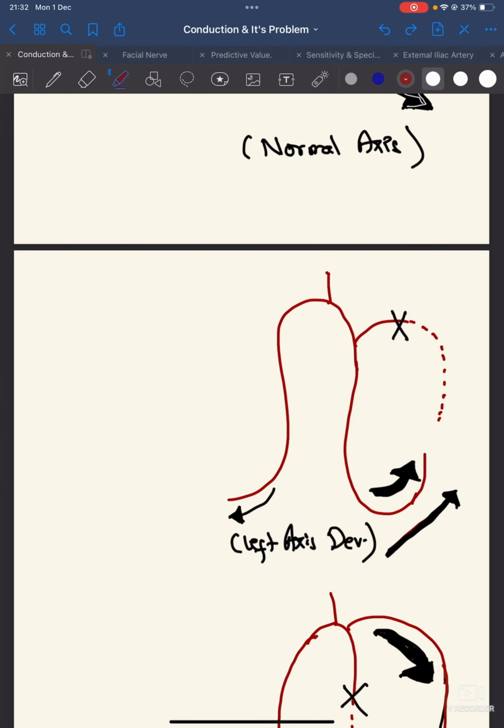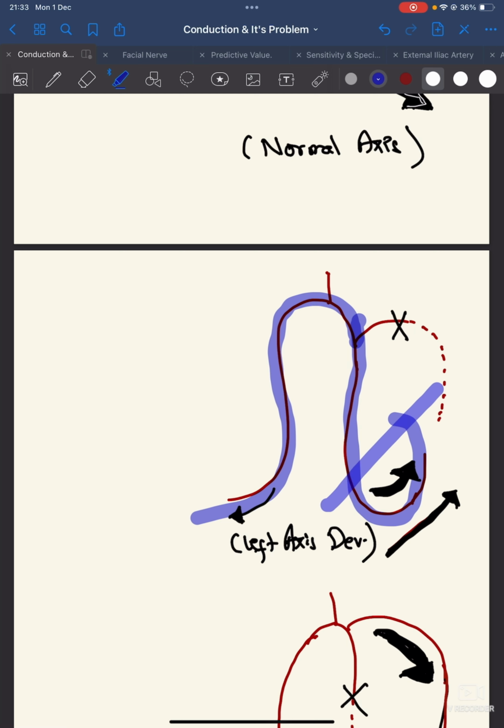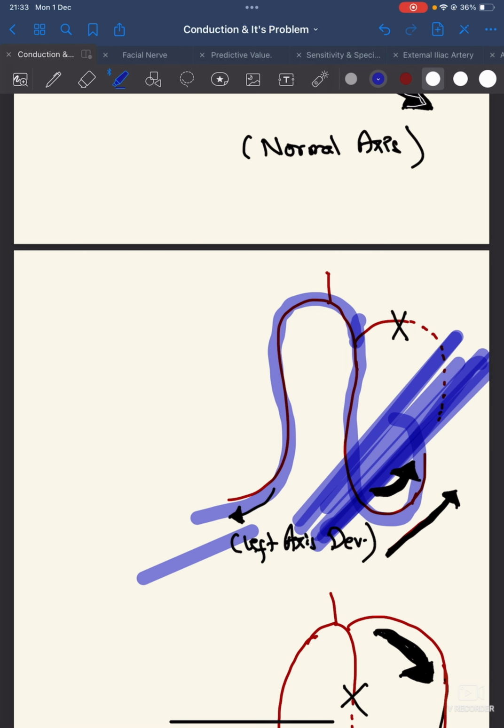If the anterior fascicle of the left bundle branch fails to conduct, the left ventricle has to be depolarized through the posterior fascicle, and so the cardiac axis rotates upward as shown here. The conduction will be from the right bundle branch and the posterior fascicle of the left bundle branch. And you know that this has more muscle mass, so it will have more effect upward on the axis of deviation, and there will be only a slight effect from the right. So what will it lead to? Then the mean average direction will be over here.